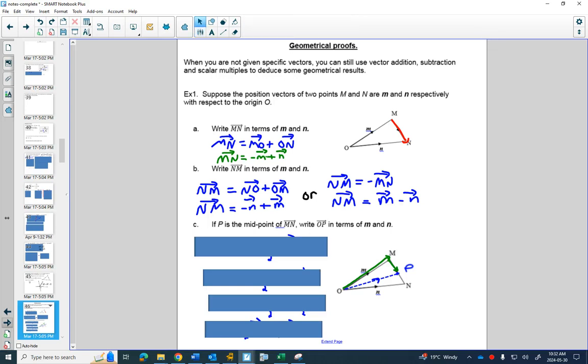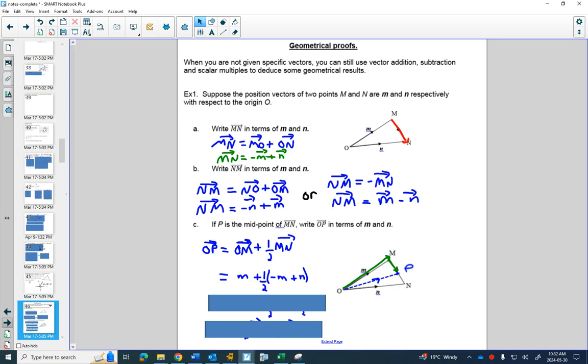And so now, I go from O to M, and I go halfway from M to N. O to M I know is my vector M. And I know that minus M plus N, I figured that out in part A, was M to N. And when I put everything together and combine my like terms, oh, this is exciting. It says half M plus half N.